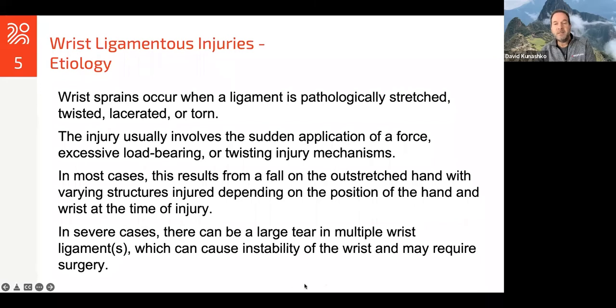Now, in severe cases, the tear can be quite large, and it can cause a lot of instability. And in those cases, it may in fact require surgery.